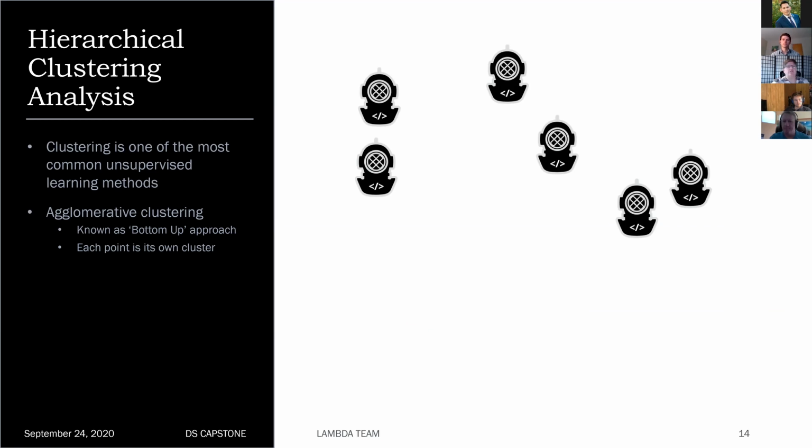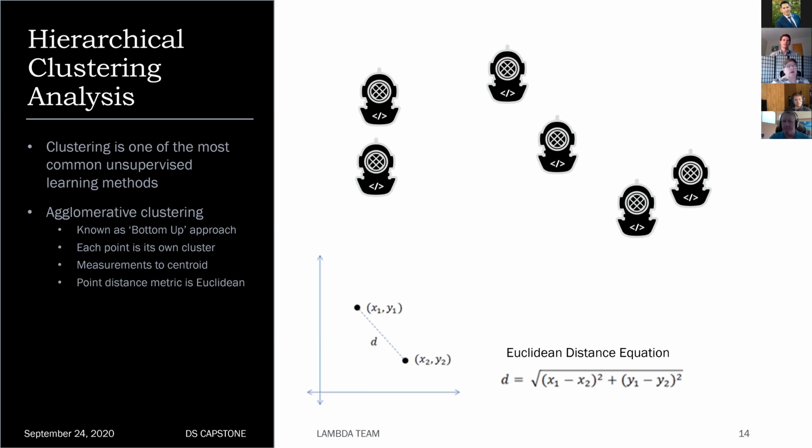Imagine we have a number of discrete points like these diver helmets. Then you begin to do distance measurements to each centroid of the clusters. There are other methods like closest point and farthest point, but we used what's called centroid linkage. We're also using the Euclidean equation to calculate the distance. It is the most common method to calculate distance between two points. Lastly, this method continues to search for the shortest distance between any two clusters until they're all found and we have just one cluster.